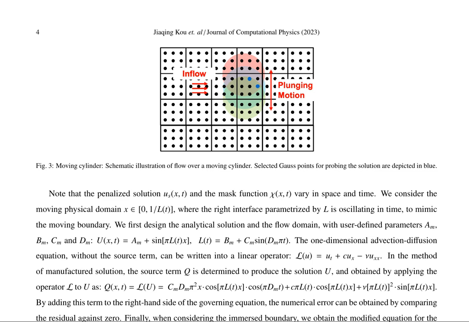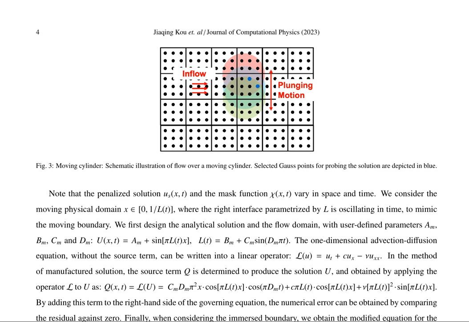It introduces a moving cylinder as a physical domain, where the right interface oscillates in time. An analytical solution and a flow domain are designed with user-defined parameters. To determine the source term, the method of manufactured solution is employed, allowing for the calculation of numerical error by comparing the residual against zero.